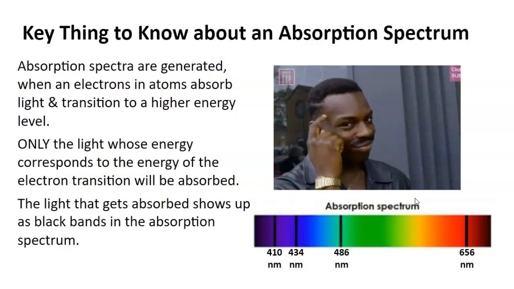So key things to know about absorption spectrum. Absorption spectra are generated when electrons in atoms absorb light and transition to a higher energy level. Only the light whose energy corresponds to the energy of the electron will be absorbed. The light that gets absorbed shows up as black bands in the absorption spectrum.